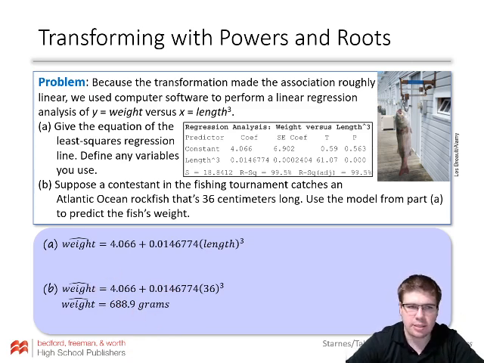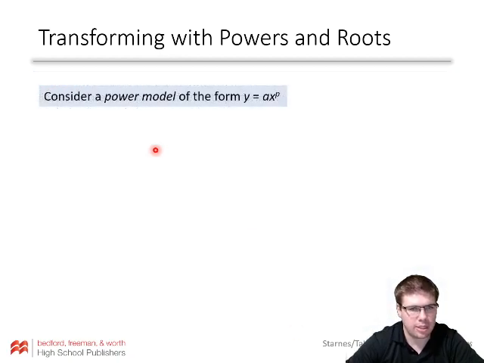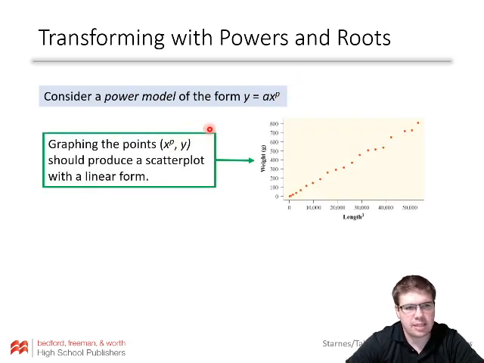So that is a way that you can deal with this. So consider a power model in that same form, y equals a times x to the p. You could graph the points x to the p if you know whatever power you're supposed to use, and that should produce a scatter plot in the linear form. So in that case, length cubed.